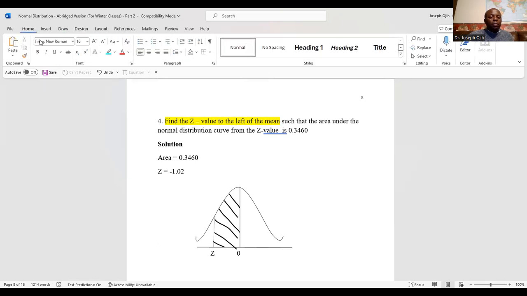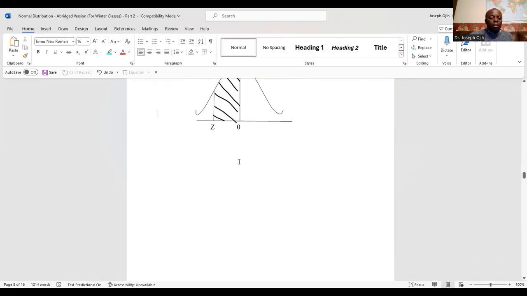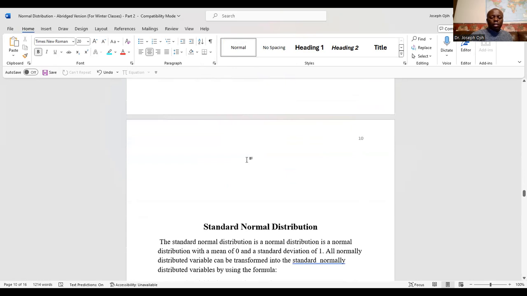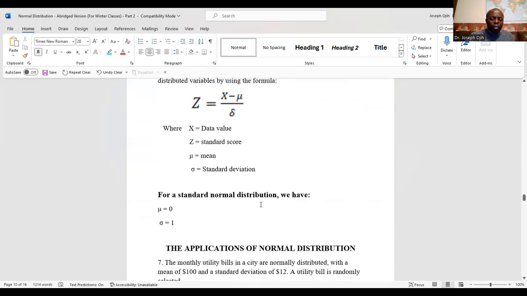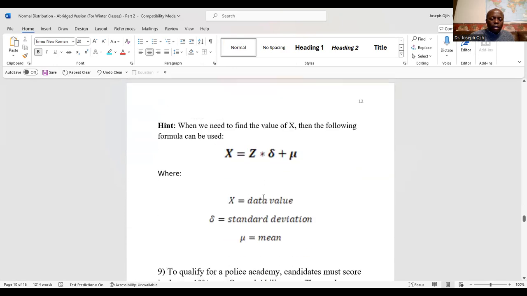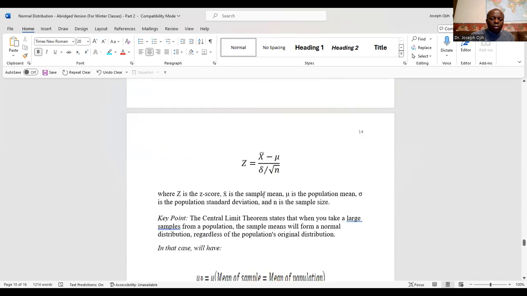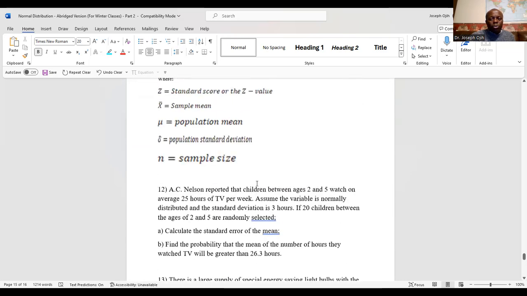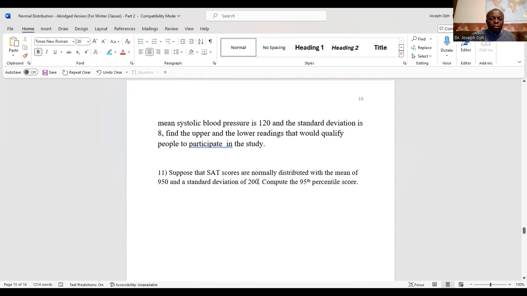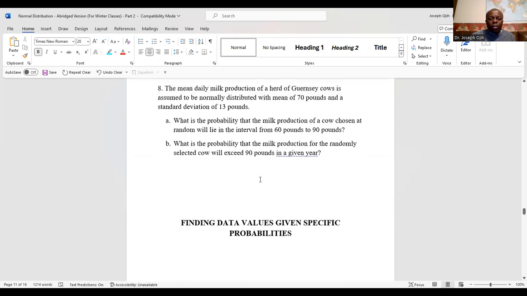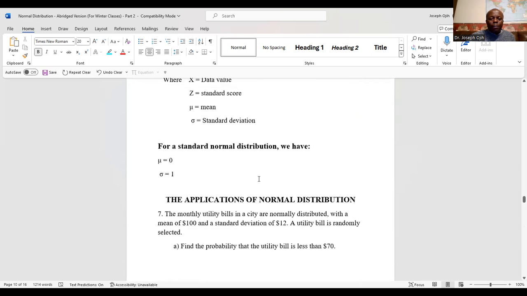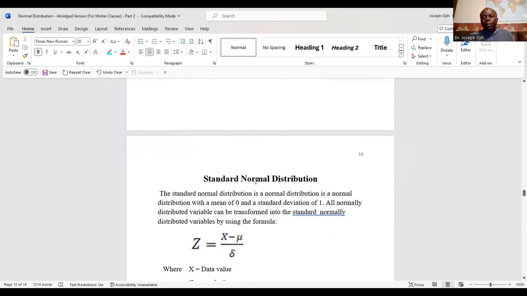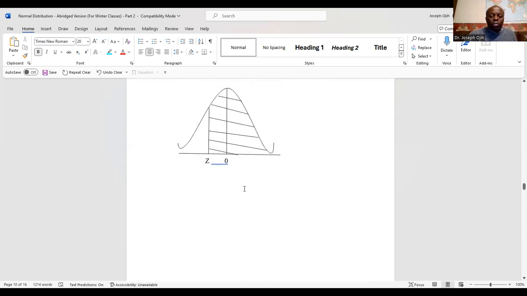Any questions, guys? No questions. Let's see how much we have left. We have the central limit theorem. I think we'll stop here tonight. We'll come back next week and finish it up. We do have the applications. We start from the standard normal distribution and then do the applications, and that will end the normal distribution.